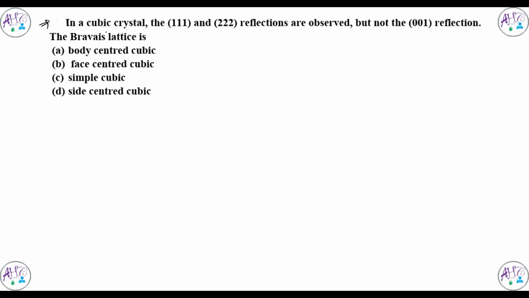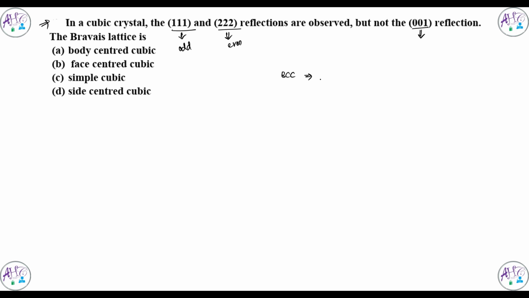Next question. In a cubic crystal, there are 111 and 200 and 2 plane. So it's going to be 1 plane and 2 plane. Reflections are observed, but not 001 reflection. So what they have said is, in your cubic crystal, all odd numbers and all even numbers, reflections are observed, but the reflection for your 001 plane is not observed.